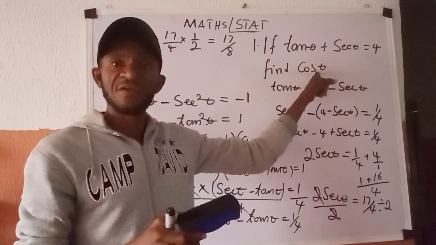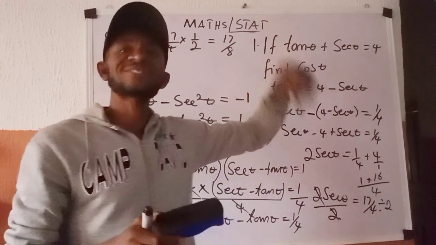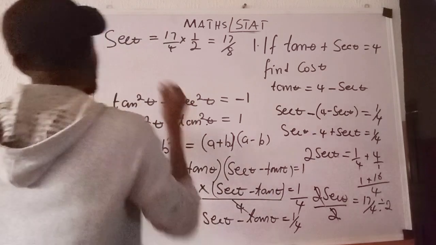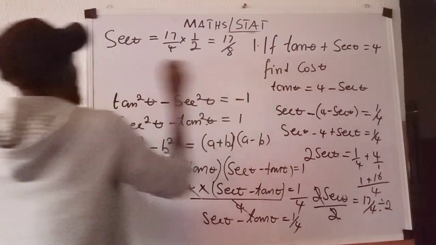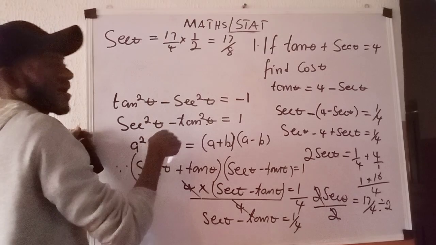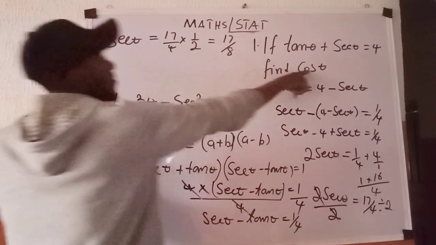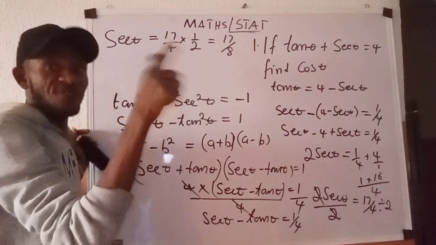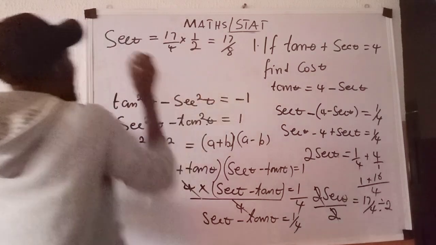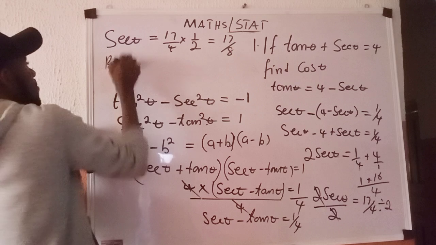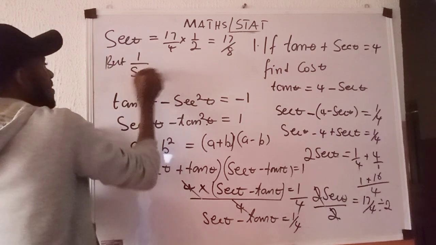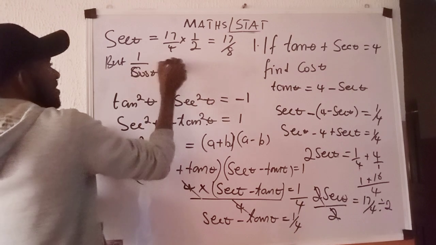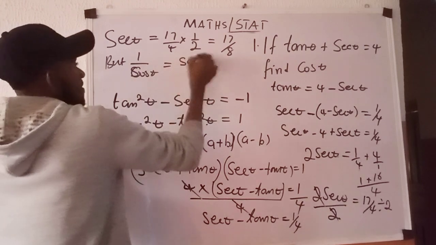But the question we are asked to find is cos theta. But the only thing we know is that 1 over sec theta is what we call cos theta. So I will now come here and say, for me to find cos theta, 1 over cos theta is sec theta. So I have, 1 over cos theta, sorry, equals sec theta.